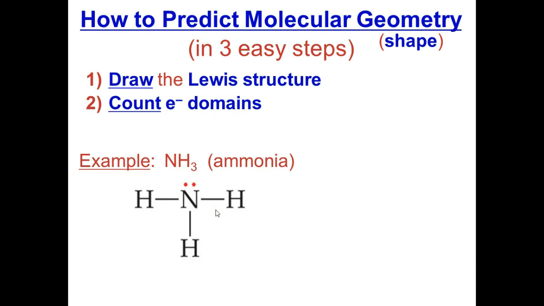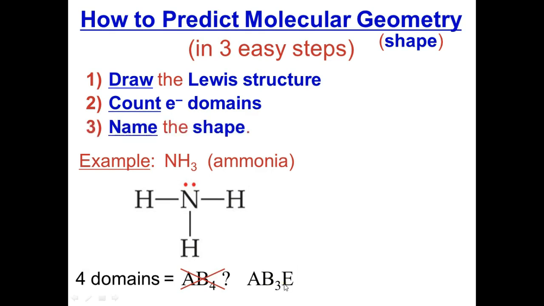Then we have to count the electron domains. Remember, each bond is one domain, and each lone pair is one domain. So we have 1, 2, 3, 4 domains, and it would be written like this: not AB4, but AB3E, because we have 3 bonds and 1 pair of electrons, which is represented by the E. And then we can name the shape. Based off of this little domain formula, as I like to call it, we can tell its shape. If you're a visual learner like I am, you can just imagine this pair of electrons pushing down all these atoms.